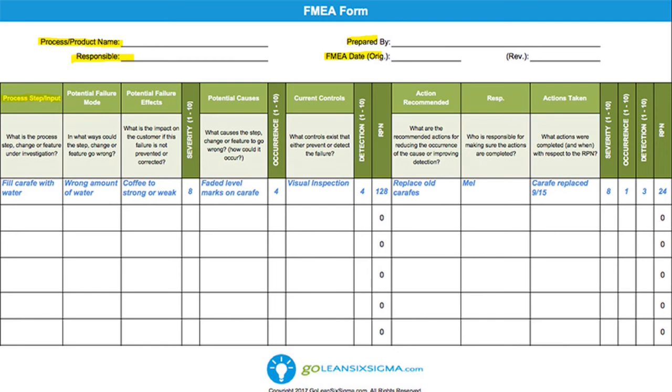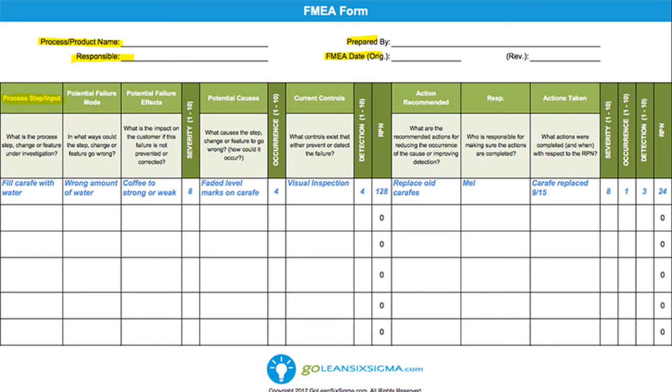The first is the process step, or the input. So in a FMEA, we're breaking down different steps in the process and identifying what could go wrong in each step. So the first one is to pick the first process step or input that there could potentially be an issue with. And so there's little prompts underneath these categories. This one is, what is the process step, change, or failure under investigation? And so we see that we're filling a vessel with water.